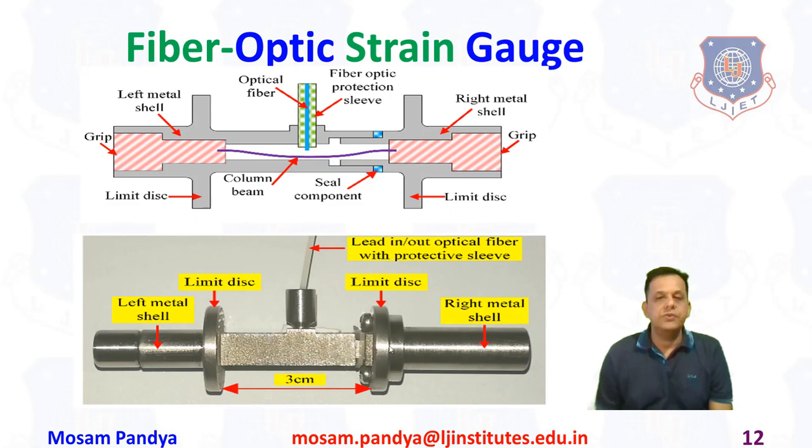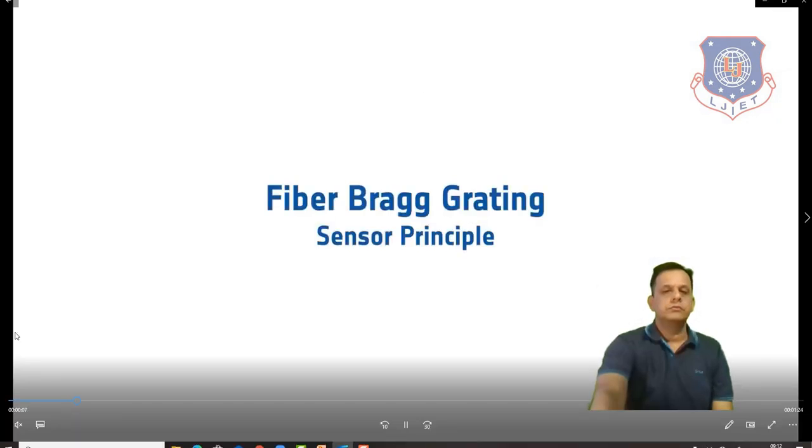These limit disc fixtures are there, and metal shells are there, and this is a very sensitive area, so it should have a very robust kind of cover. So protection is required, and within this the optical fiber is kept for the measurement. Now with this we will go to one more animation. We will try to understand how it actually works, FOS or FBG.